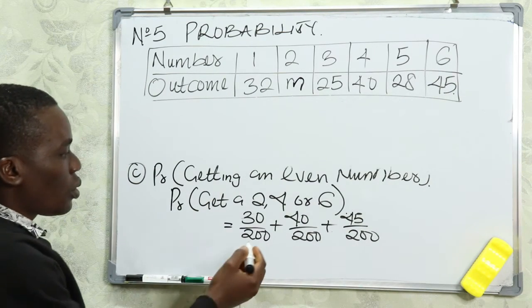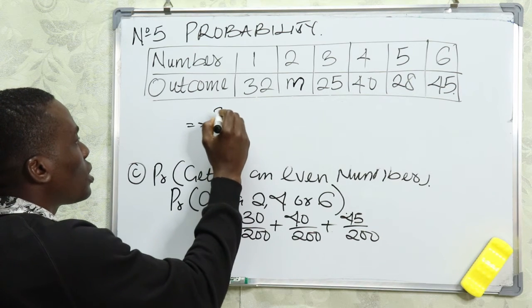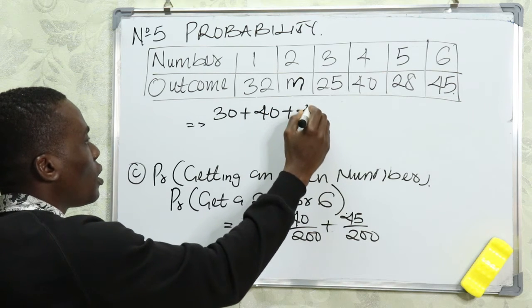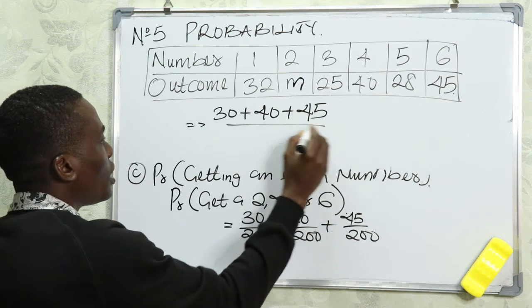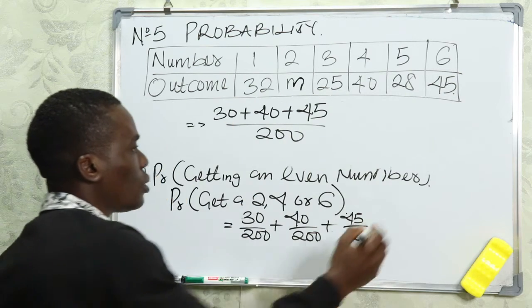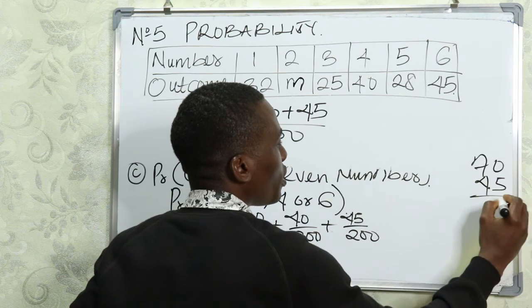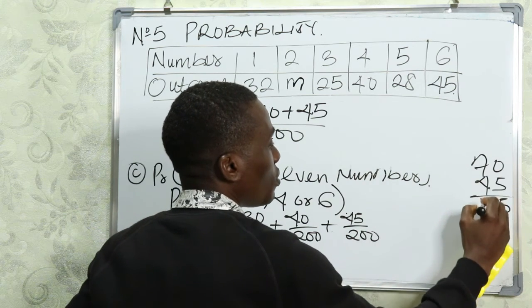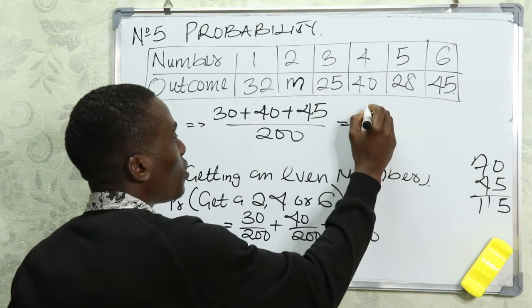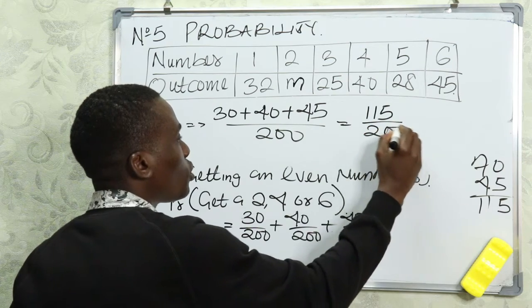Now if we do that, since all of them have the same denominator, we'll have this to be what? 30 plus what? 40 plus what? 45, all divided by what? 200. 30 plus 40 is what? 70. 70 plus what? 45. That will give you 5. And this will give you what? 11. So that is going to give you 115 divided by what? By 200.